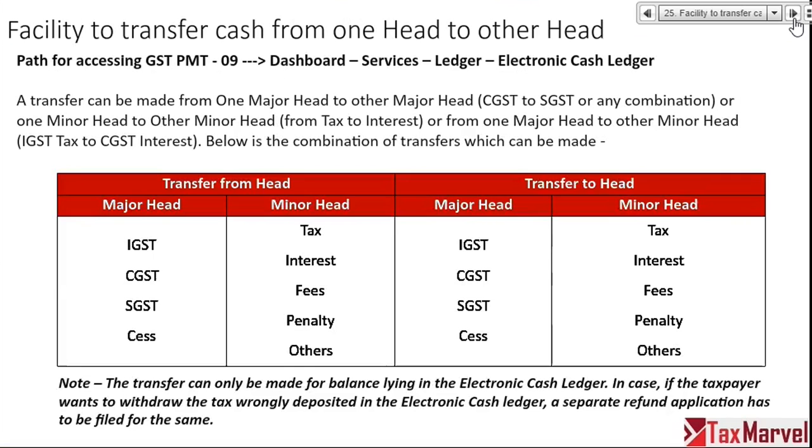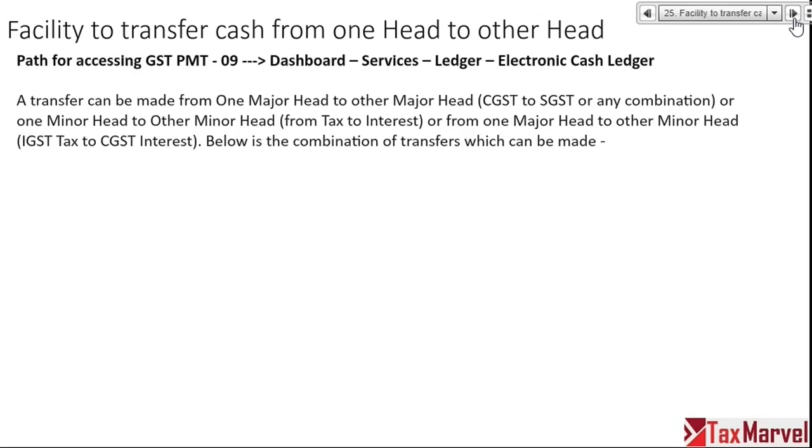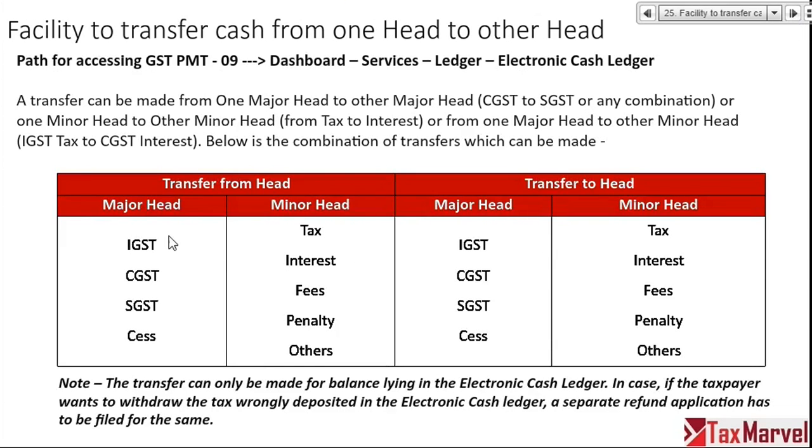Then you can also transfer wrong payment of tax from one head to another head, right? Like instead of say IGST, I wrongly deposited tax in CGST. Instead of tax, I wrongly deposited in fees. Earlier, the refund mechanism was there. You have to apply for refund and then the department will take its time. Now what you can do is you can file GST PMT 09 form.